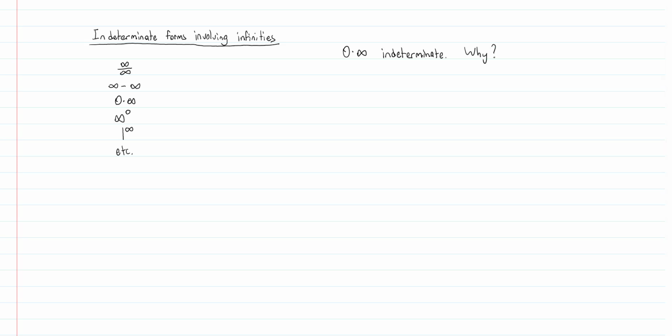So let's consider two simple examples. Let's look at the limit as x approaches infinity of 1 over x times x. And then also the limit as x approaches infinity of 2 over x times x. Looking at the first limit, if we plug in infinity for x, we're going to get 1 over infinity times infinity. And since 1 over infinity is 0, as discussed earlier, this looks like a 0 times infinity situation. Same for the second limit.